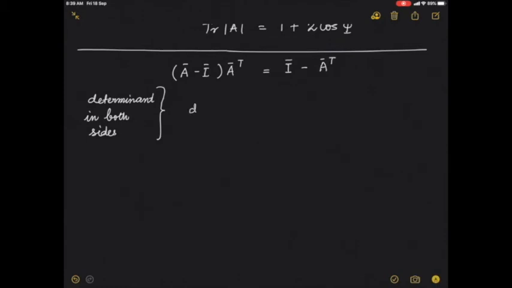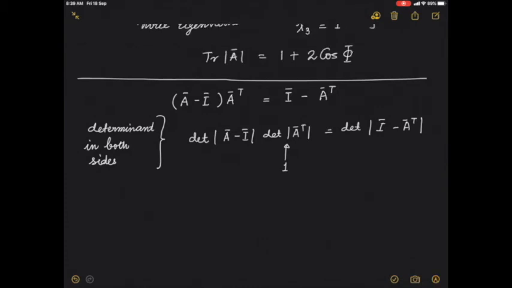So if I do that, what will I get? Well, this is the determinant of a product of two matrices, that is the product of the determinants. So I get determinant of A minus I times determinant of A transpose equals determinant of I minus this. But you see, this is 1 because A is an orthogonal matrix. So the left hand side just becomes determinant of A minus I.